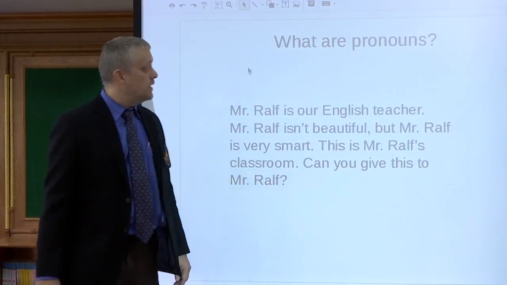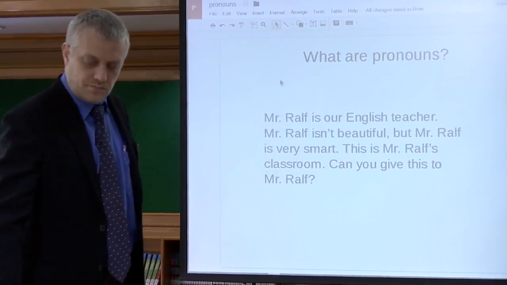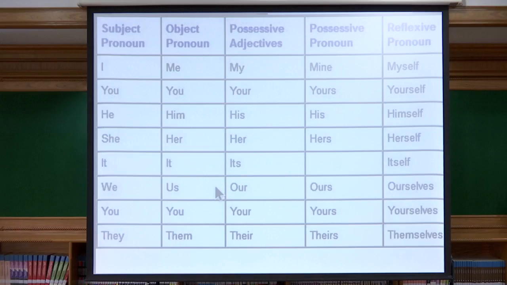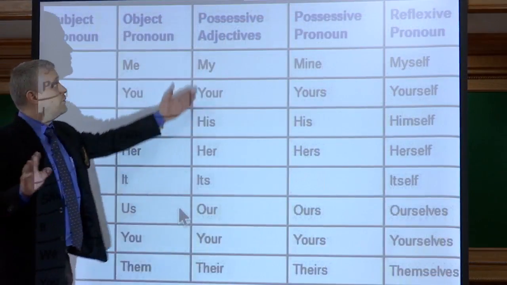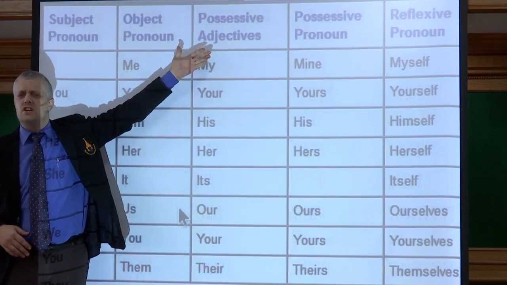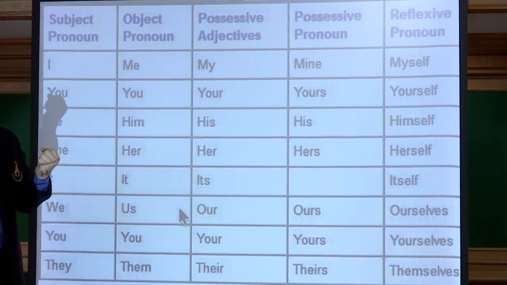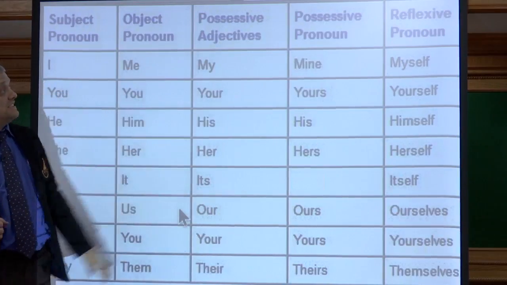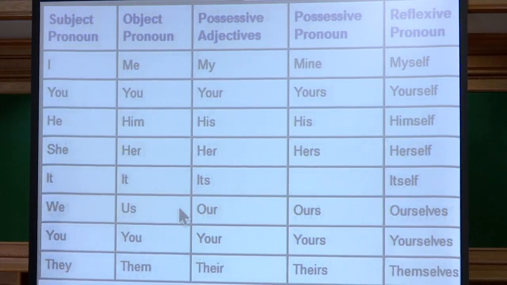Now let me show you a list of pronouns. So, these are all the pronouns in a list. And let me stress that there is one word here which is not a pronoun. It's an adjective. Adjectives need another noun. That's the only exception in this list. The rest are all pronouns.